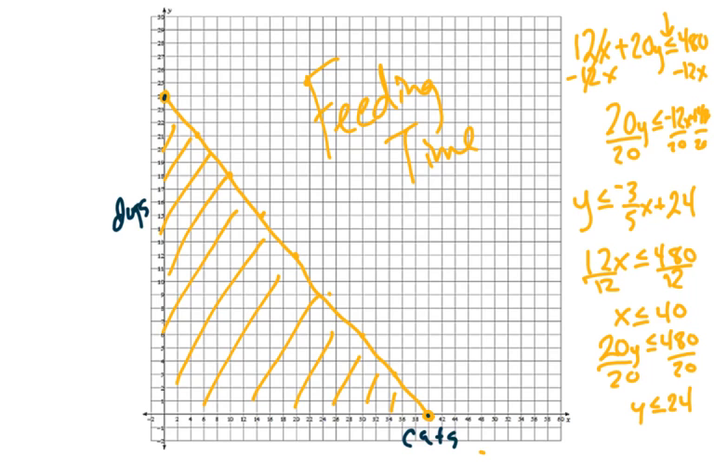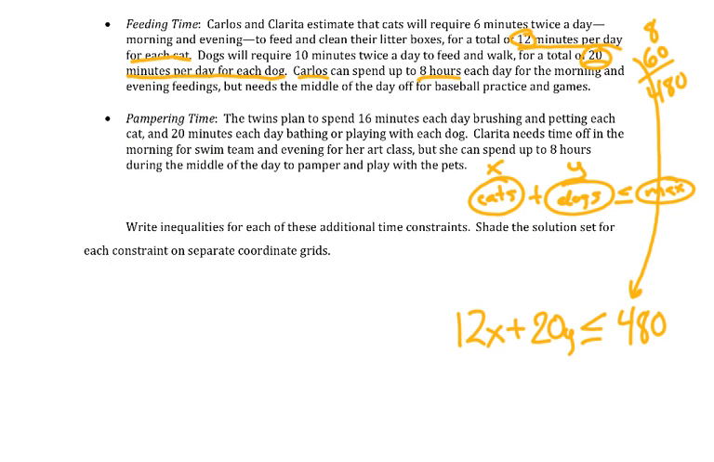Now let's take a look at pampering time. The twins plan to spend 16 minutes each day brushing and petting each cat, and 20 minutes bathing or playing with each dog. Clarita needs time off in the morning for swim team and evening for her art class, but she can spend 8 hours during the middle of the day to pamper and play with the pets. So between the two of them, 8 hours for each thing.